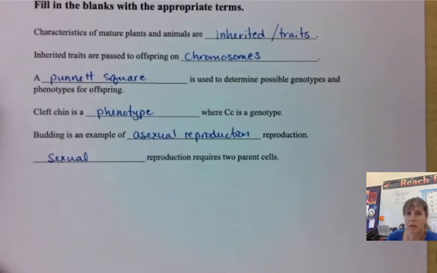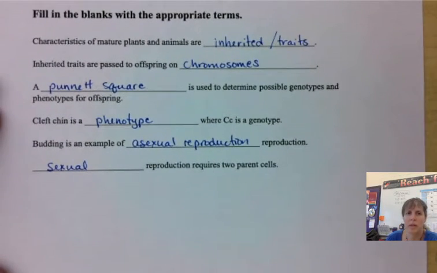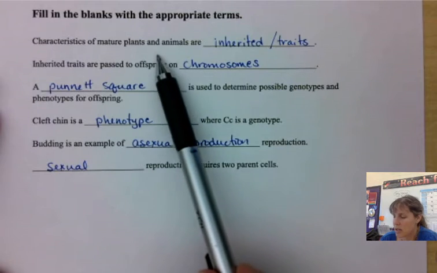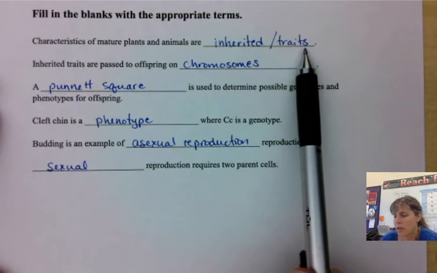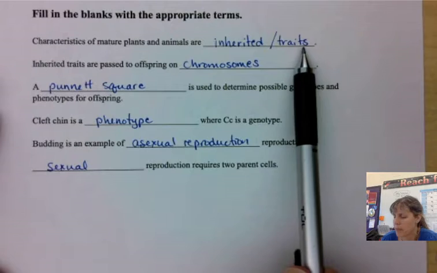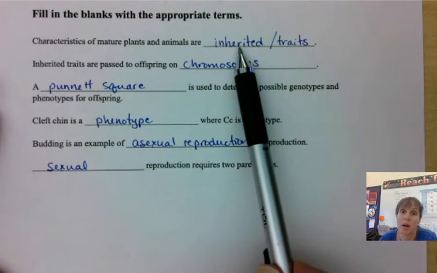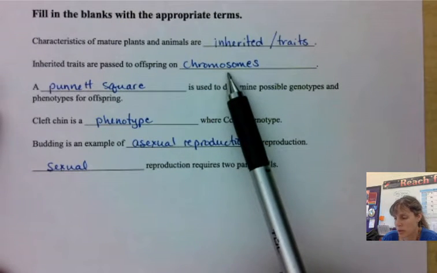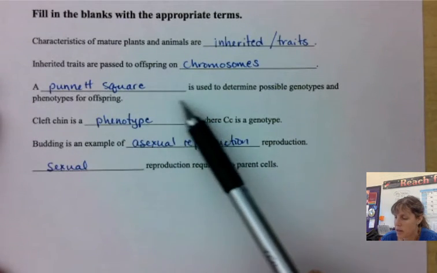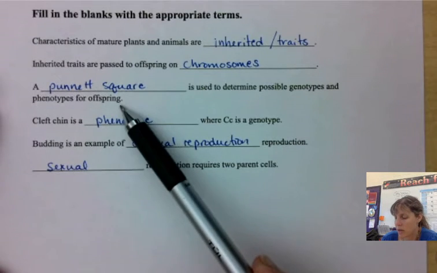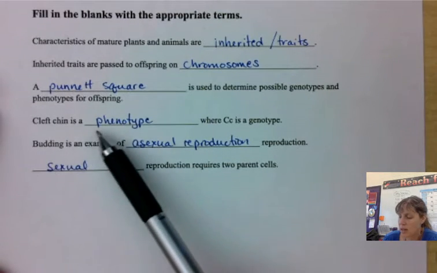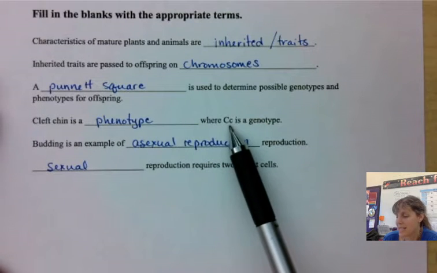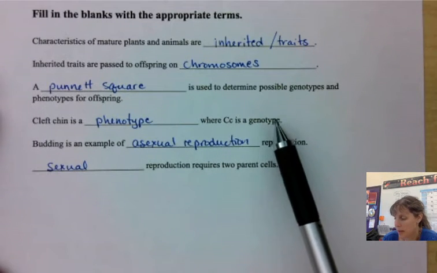The last piece I asked you to look at was to fill in the blanks with the appropriate terms. These came from your learning targets, right? So our first one was characteristics of mature plants and animals are inherited. You could have also put traits, and that made sense too. I was looking for inherited though, so gold star if you got inherited. Inherited traits are passed to offspring on chromosomes. A Punnett square is used to determine possible genotypes and phenotypes for offspring.